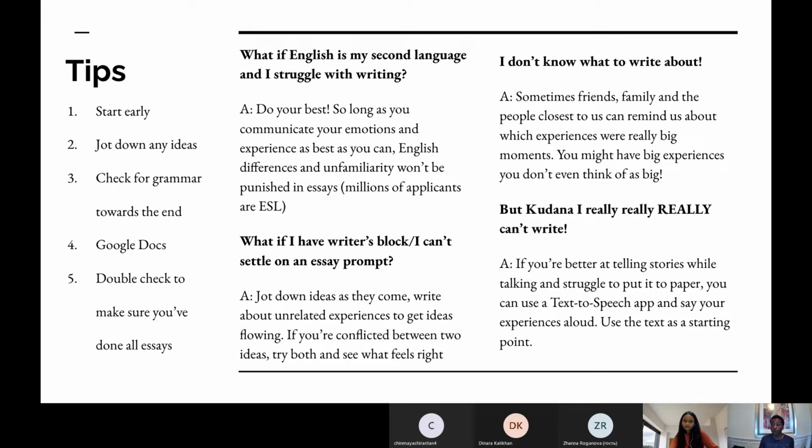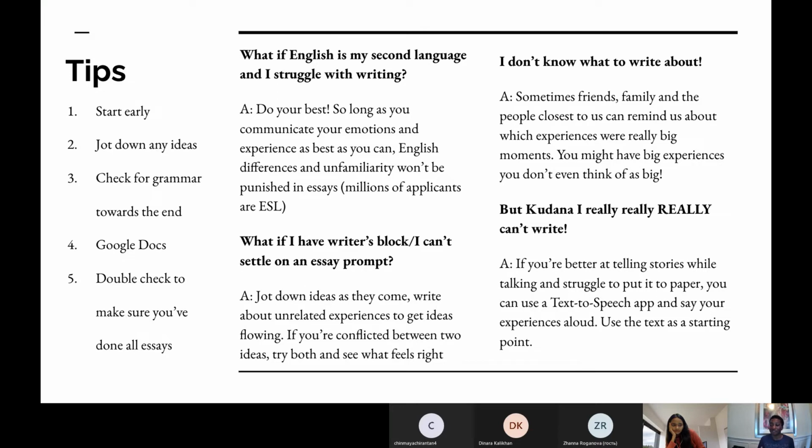What if you don't know what to write about? This is where your circle comes in. Sometimes friends, family, and the people closest to us can remind us about which experiences were really big moments in our lives. Something which we might find really small might be really meaningful and important and impactful to someone else.